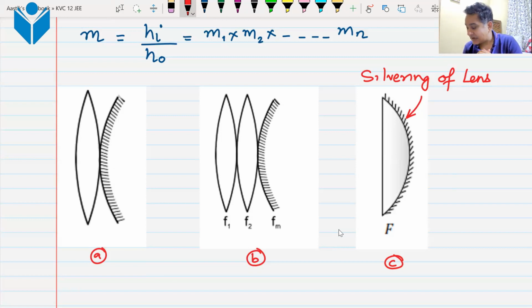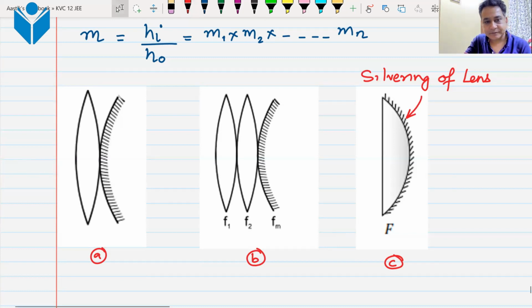How does it act? Does this combination act like a mirror? Let us talk about the first one. How does this combination act? Does it act like a mirror, or does it act like a lens? Like a mirror. It acts like a mirror. So in case B, mirror. In case C, in all these cases, it acts like a mirror.